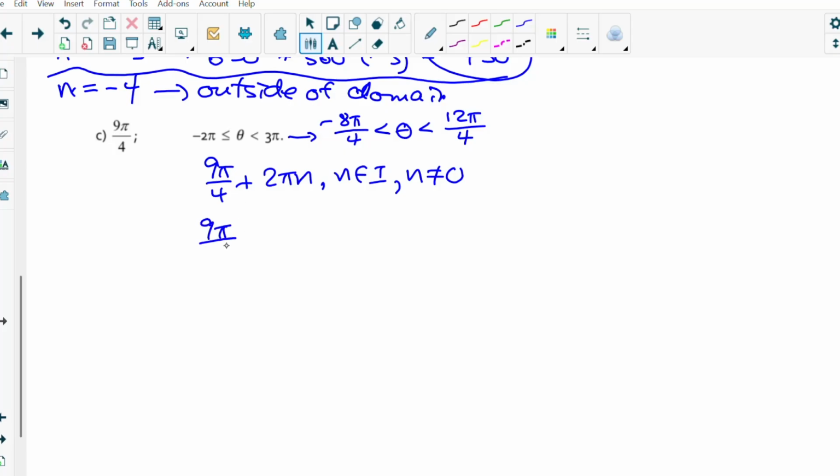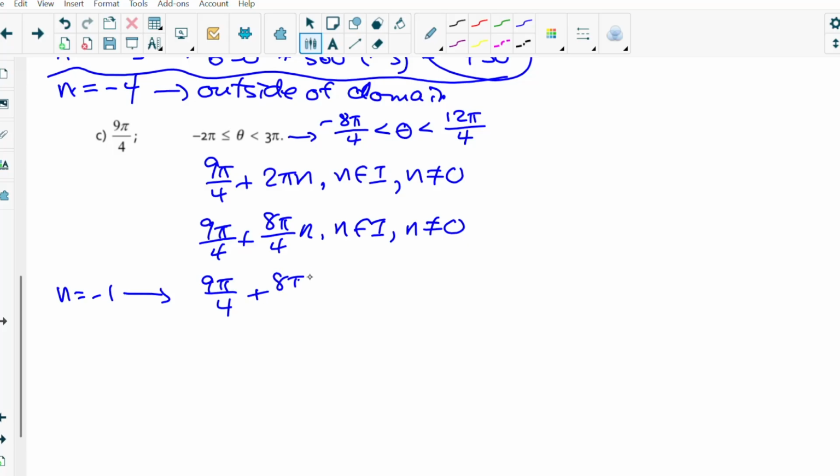Okay, so I can rewrite this like this: 9 pi over 4 plus 8 pi over 4 times n, where n is an element of integers, n does not equal 0. Okay, n equals -1. What do I got? 9 pi over 4 plus 8 pi over 4 times -1 equals, well, that's pi over 4. So that's one coterminal angle.